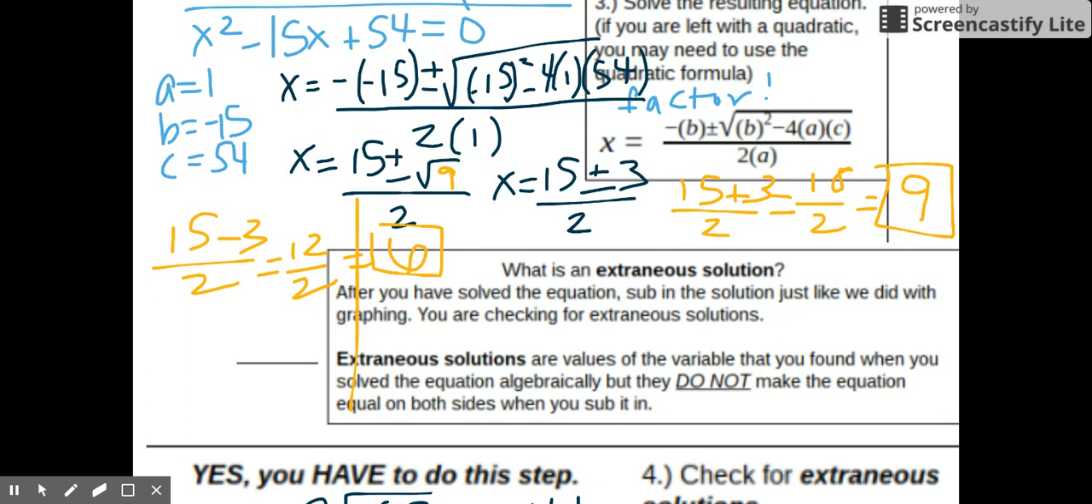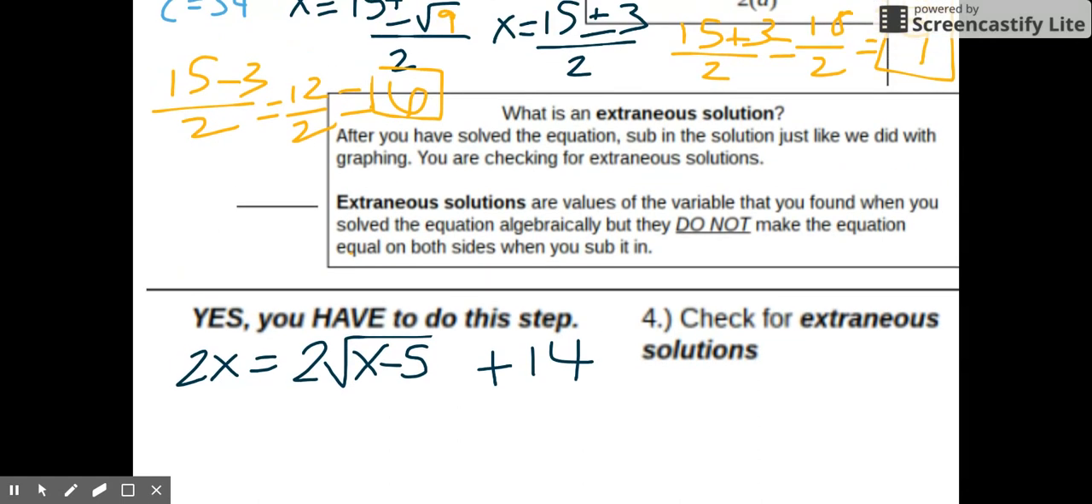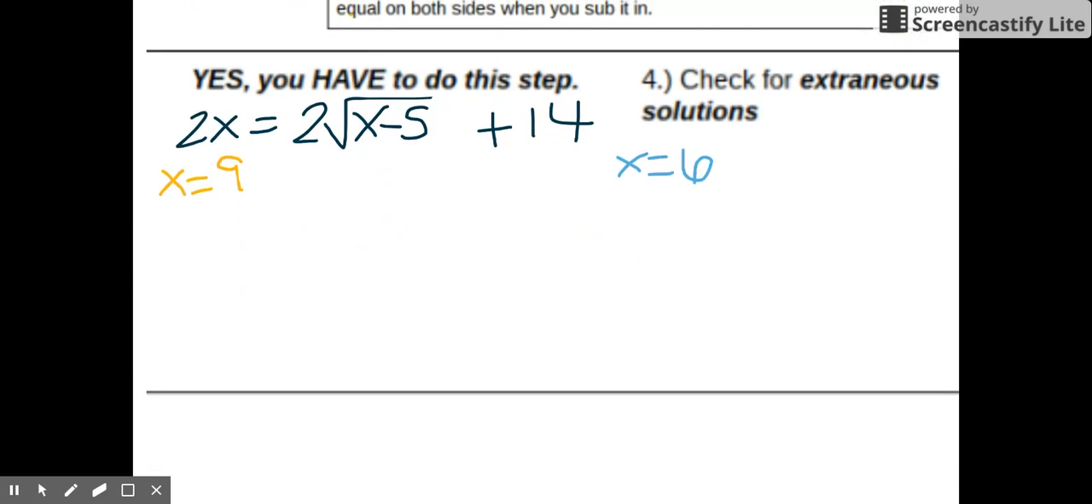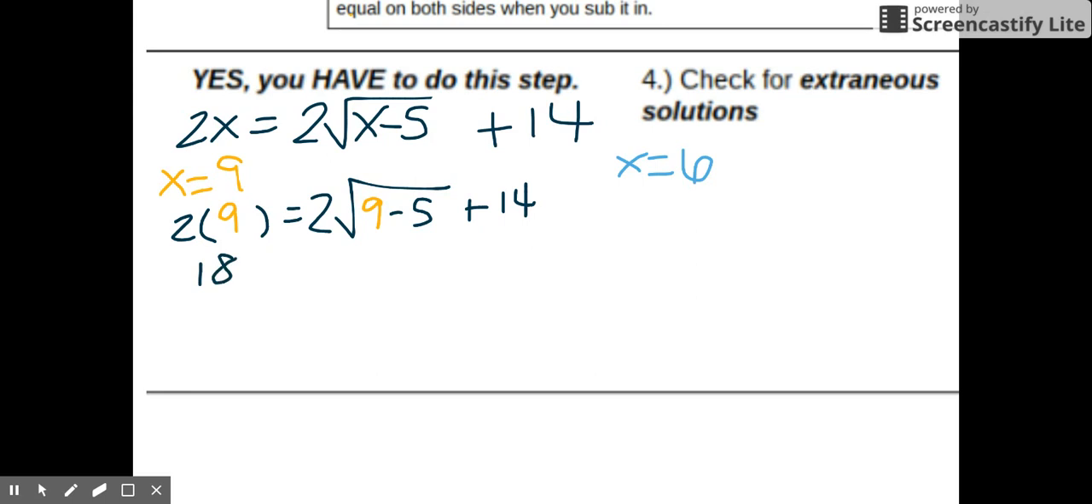Okay, so again, this time I'm going to have to find whether it is extraneous. So I need to check twice. I need to check when x equals 9 and when x equals 6. So x equals 9 first. Let's do that. So I've got 2 times 9 equals 2 square root of 9 minus 5 plus 14. Okay, again I do one side of the equation all the way through. So 2 times 9 is 18, so that side of the equation's done. Now let's do this other side. So 2 square root 9 minus 5 is 4. Okay, I'm just going to do my square root of 4 now, which gives me 2.